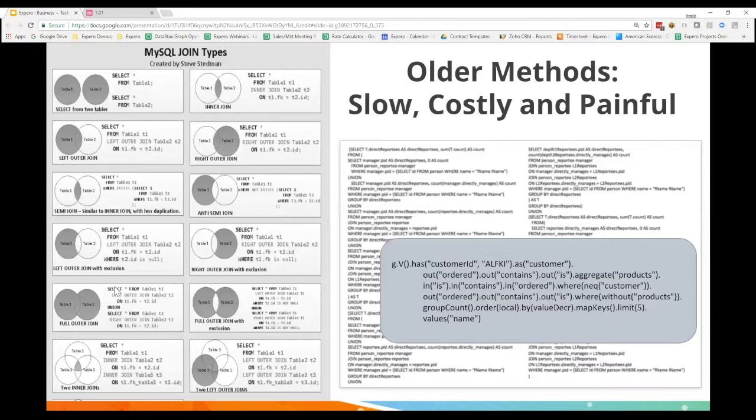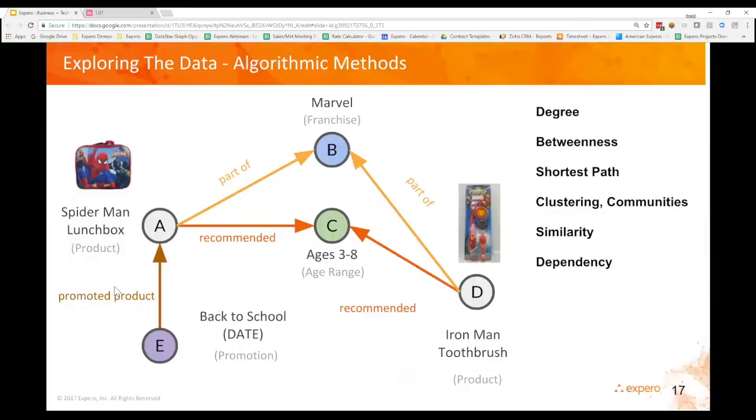But again, the goal here is not to beat up on our friend SQL. It's just to simply indicate that now as we get it into a graph, it's something that we can use. In this example, we're now looking at a retail type of an example, and because we're in a graph model, we can start to identify now a product, and that is a Spider-Man lunchbox.